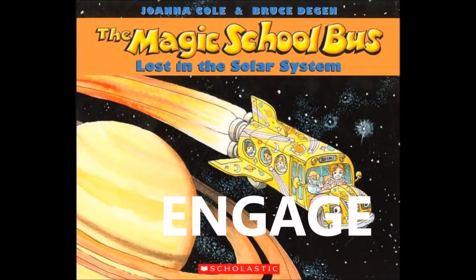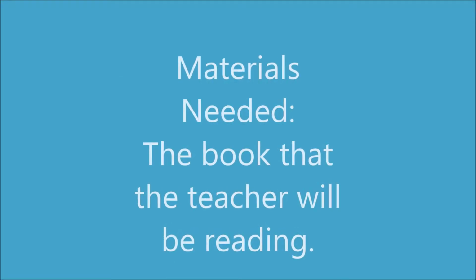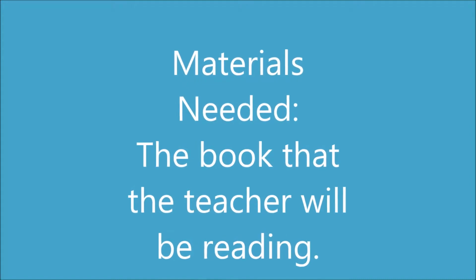During the engagement portion of the lesson, the teacher will read the book, The Magic School Bus: Lost in the Solar System by Joanna Cole, and will ask questions such as, how would you design a rocket? The students will listen to the book and answer questions. The material needed for this portion of the lesson is The Magic School Bus: Lost in the Solar System by Joanna Cole.